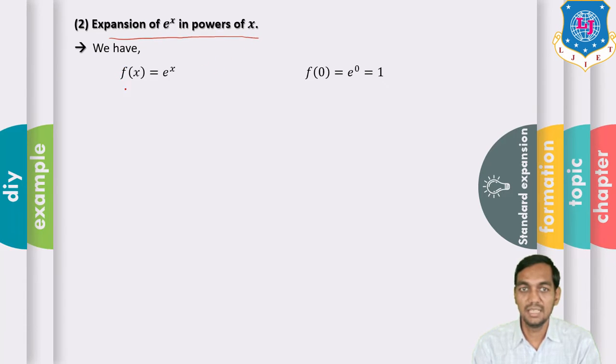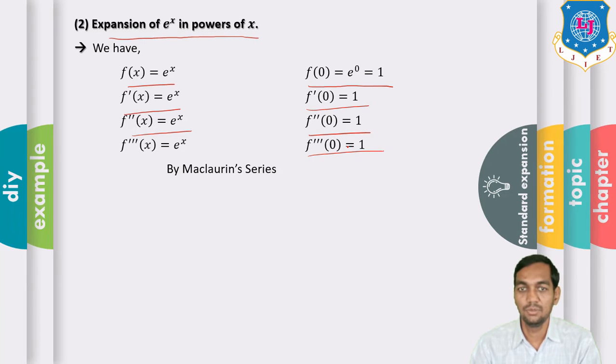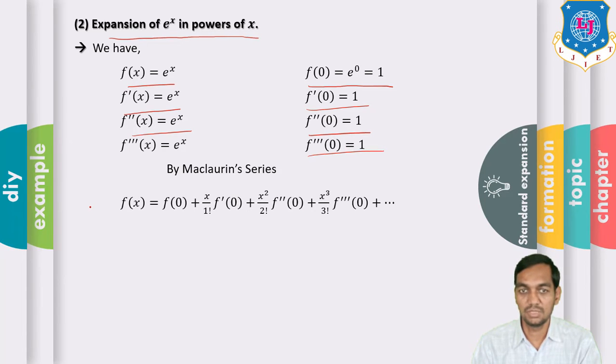So we basically have f(x) is e raised to x. So f(0) is e raised to 0, which has a value 1. f dash is also e raised to x, so f dash 0 is 1. f double dash x is e raised to x, and that will give f double dash 0 is 1. In short, all derivatives are e raised to x, so all derivatives have a value 1 at x equal to 0.